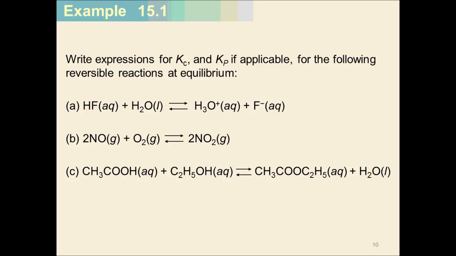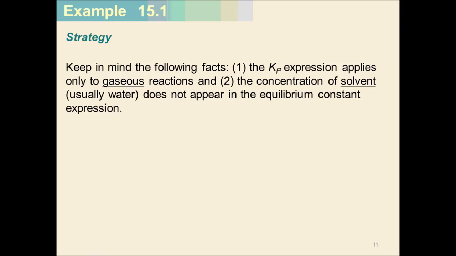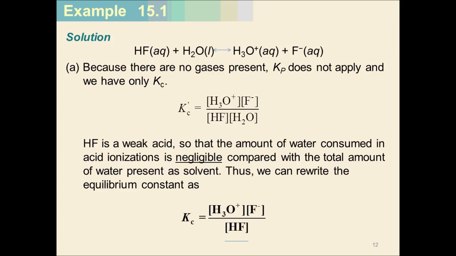All right, let's work a problem then on this. On slide 10, example 15.1. Write expressions for Kc and Kp, if applicable, for the following reversible reactions at equilibrium. So we have our HF and water, we have our NO and oxygen, and our acetate with our ethanol. Slide 11, our strategy. Keep in mind the following facts. Kp can be used only for gaseous reactions, and the concentration of the solvent, usually water, does not appear in an equilibrium constant expression.